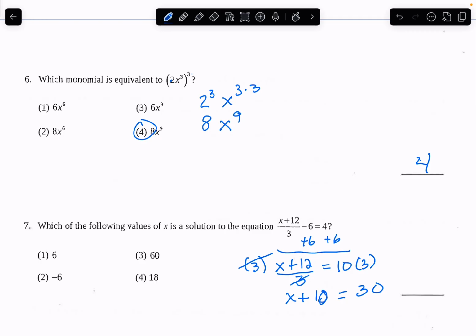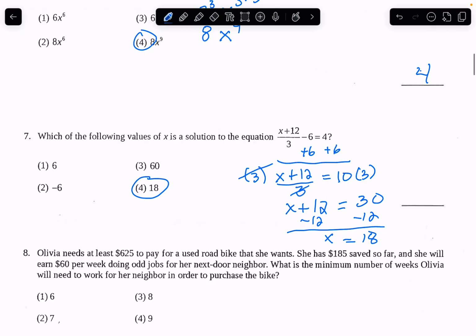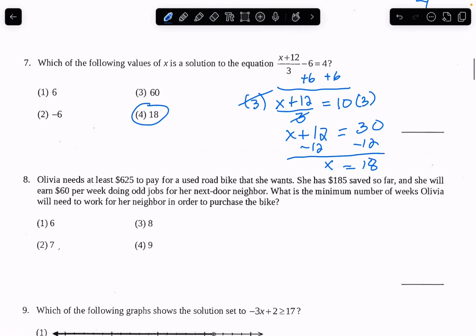This is a 10. Then we're gonna subtract 10 from both sides. Oh, this is 12 actually. 12. See, I can't read my own handwriting. Okay, then we're gonna subtract 12 from both sides. And we get x is equal to 18, which is number 4.